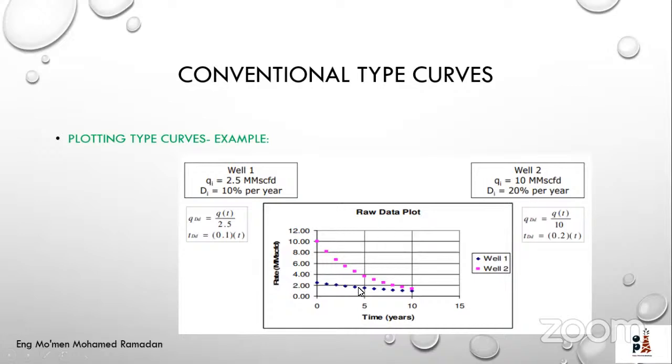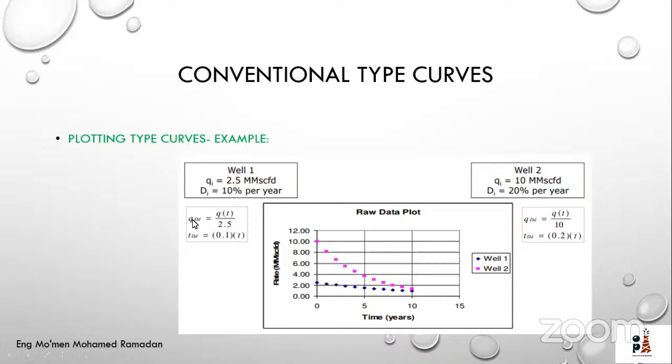On this plot, this is a raw data plot. If we try to show the rate with time for both wells, well one started with a low rate in comparison with well two, which is the blue one here. It started with 2.5, and its rate decreased with time. Here the x-axis is in years. Well two started with a high rate of 10, and the rate declined with time also. As you see, this is a Cartesian plot on the x and y axes.